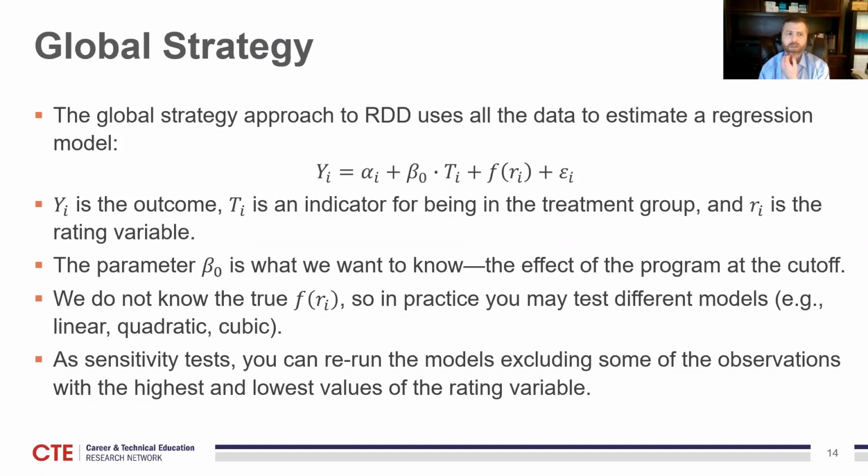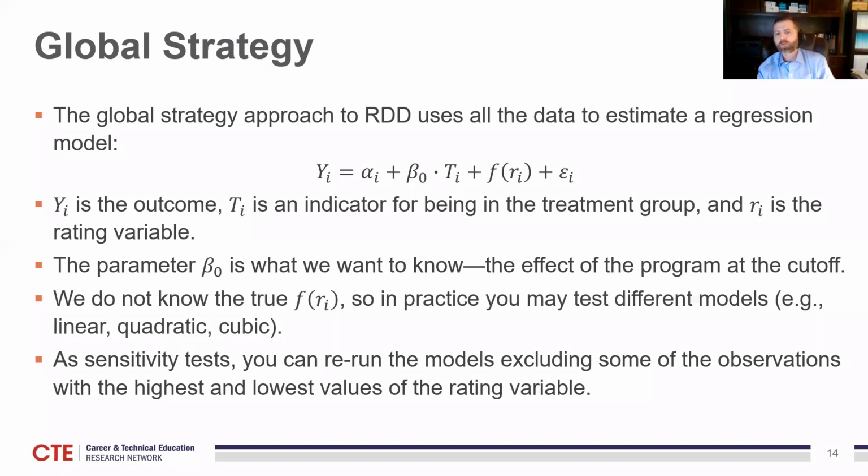The terms in that equation: the y is obviously the outcome. There's a constant in there. There's a variable t, which is an indicator for being in the treatment group. And then r is the rating variable. And there's an error term, epsilon. So f of r_i is some unknown function of the rating variable, so we don't know that relationship a priori. That parameter beta 0 is really what we care about and what we're trying to estimate, because that's telling you the effect of the program at the cutoff on the outcome of interest.